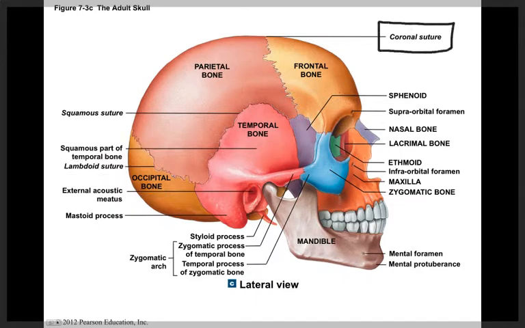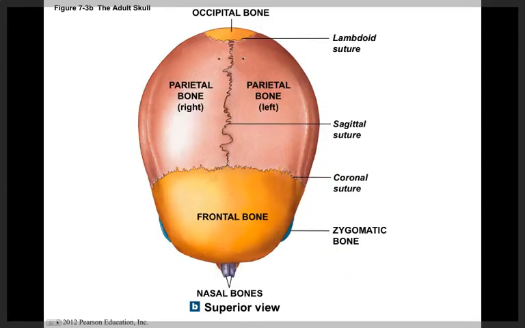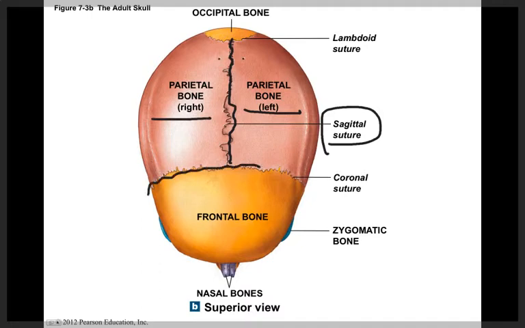The coronal suture, like a crown, is the one between the frontal bone and the parietal bones. This is a superior view of the skull, and here we see another suture that is called the sagittal suture, and it divides the left parietal bone from the right parietal bone. We also get a clear view of the coronal suture, so like a crown, fits on top of your head between the frontal bone and the parietal bone.